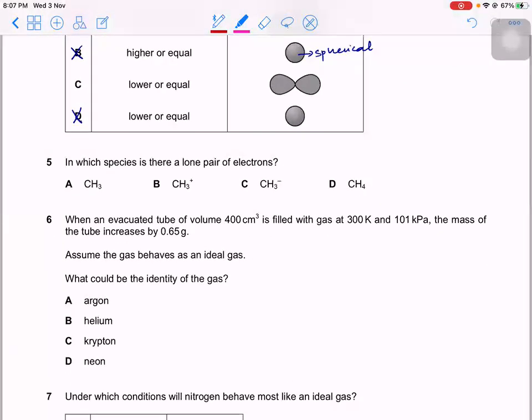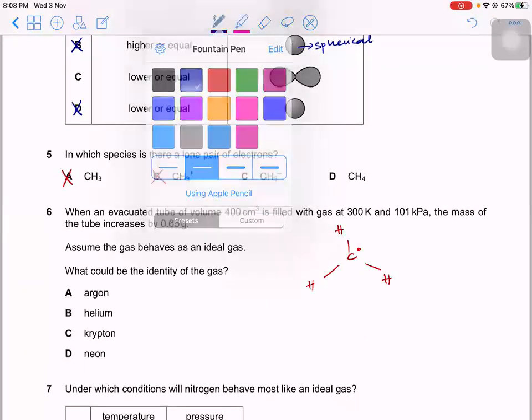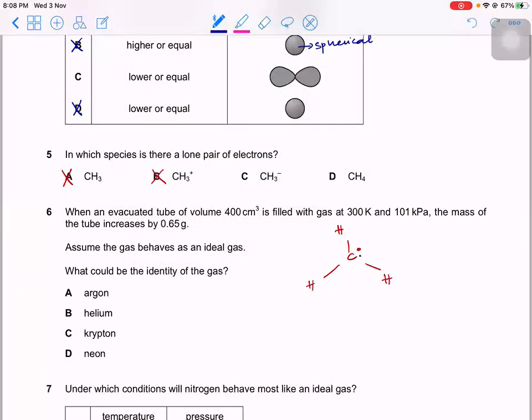In which species is there a lone pair of electrons? Not in CH3, because in CH3 you have carbon with 3 bonds. The 4th electron will be right here, not a lone pair. CH3 plus can't be the answer, that means you have lost the electron. So that 1 electron that was unpaired is now lost. Can't be a lone pair. CH3 minus, that means you have gained an electron. So carbon has 4 outer electrons, 1 is right here, and you've gained 1. So that will be a lone pair. The answer is therefore C.